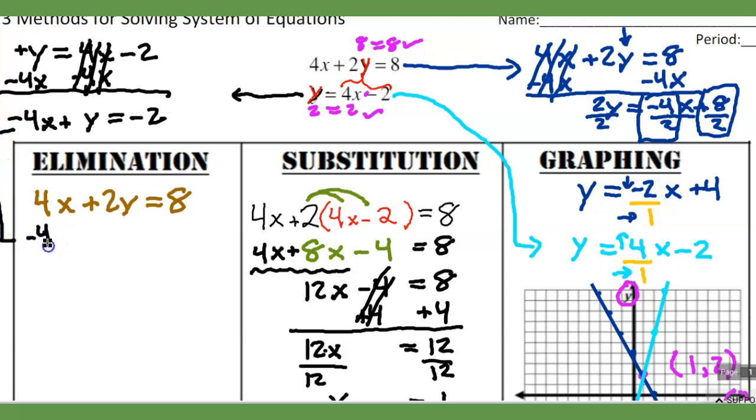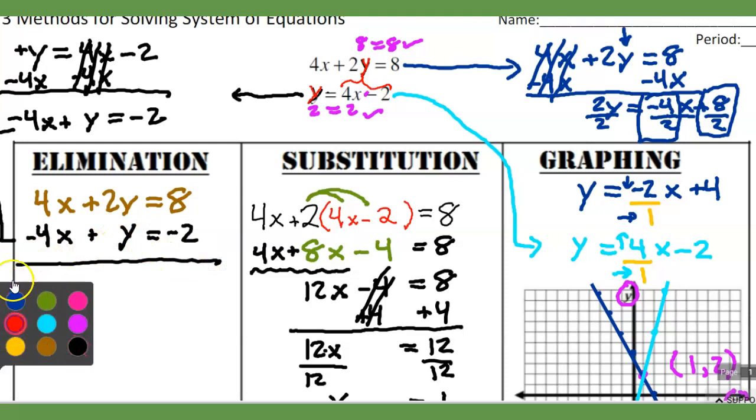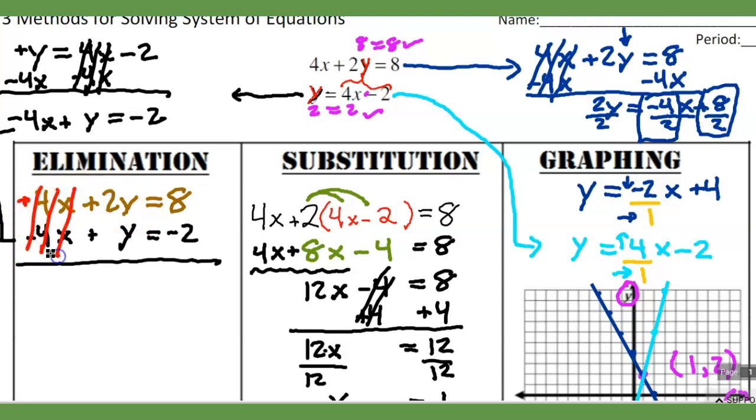So now we have -4x plus y is -2. And the idea with this elimination method was that one of the variables will add up to 0. In this case, we have a positive 4x and -4x. Those add to 0, thus being eliminated. You're left with one equation.